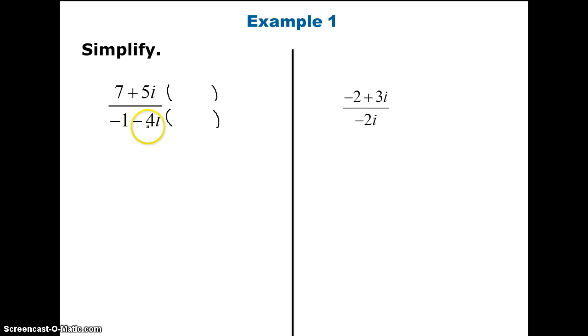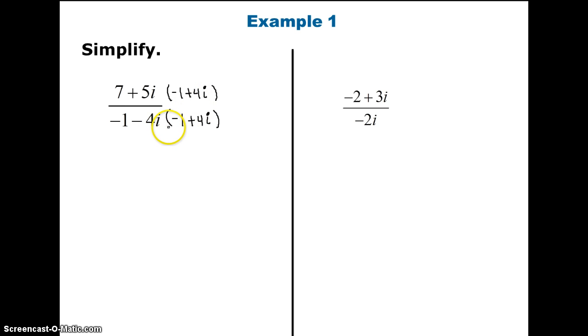So the complex conjugate is when you keep the real number, -1, just keep it, and change the sign of the pure imaginary number. So minus becomes a plus 4i. And on top, do the same thing. You're going to multiply by the same complex conjugate, so there's going to be -1 plus 4i.